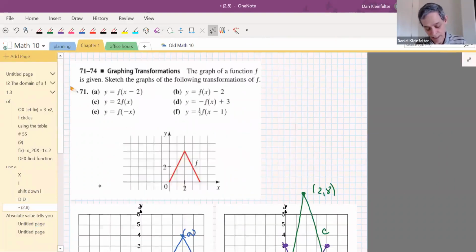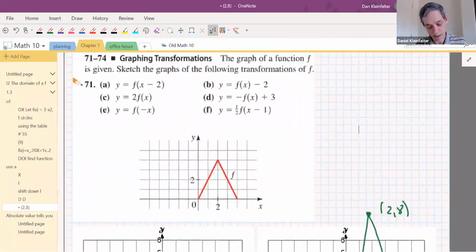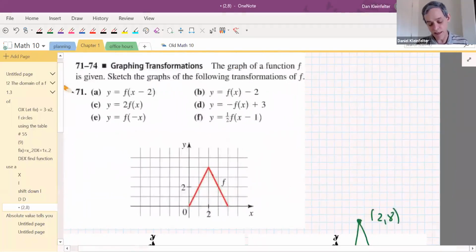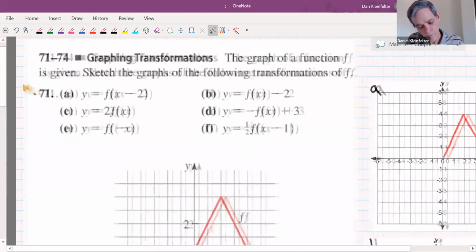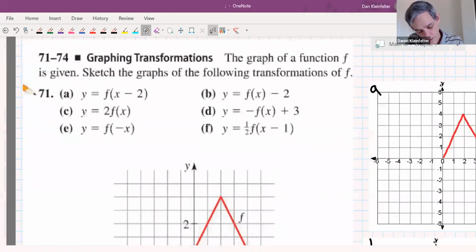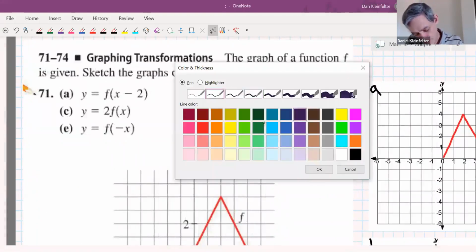So in this, what we're going to do is we'll be given a function here, f, just a little triangle sawtooth function, and we're going to apply a couple of transformations to that function and see what the graph is going to look like. All right, so let's take a look. So we have 6 graphs here we're going to try.